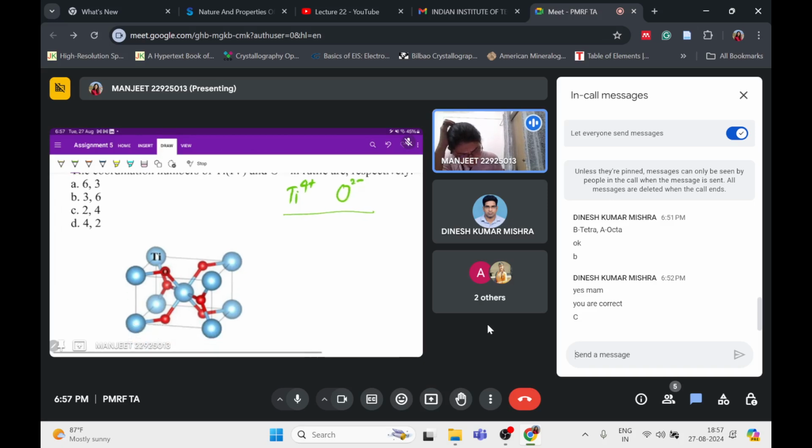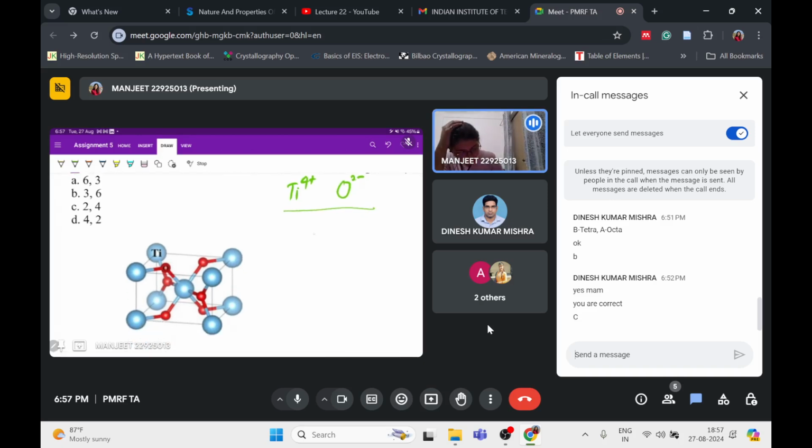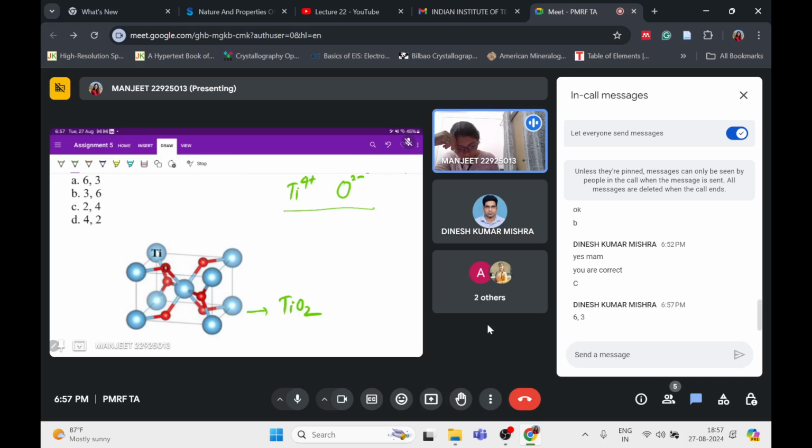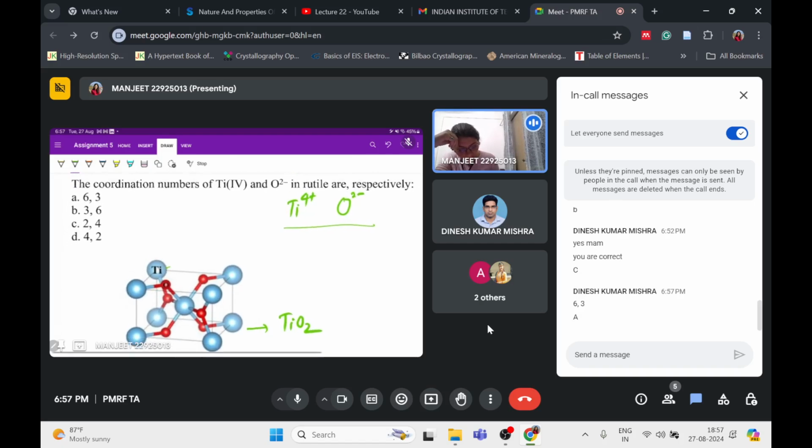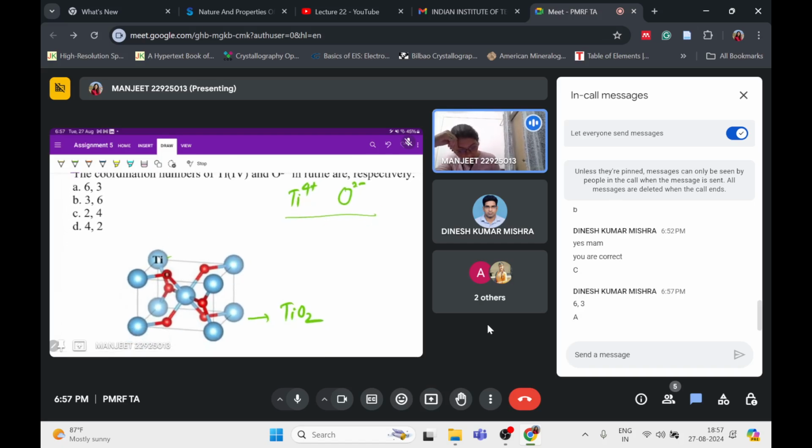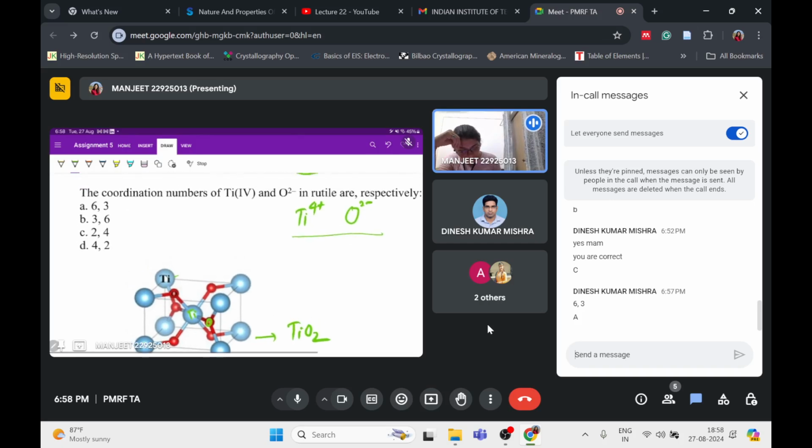If you see the rutile structure of this TiO2, this is the crystal structure of TiO2. This is the titanium one. Blue is the titanium. Red is the oxygen. So what will be the coordination number of Ti? From the figure you can see the coordination of the Ti and the O2 negative. This is also O and this is also Ti. So what will be the coordination number for this oxygen and the titanium?